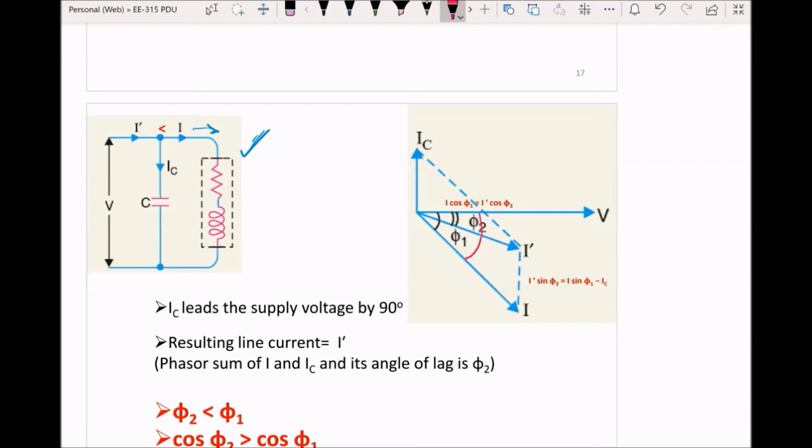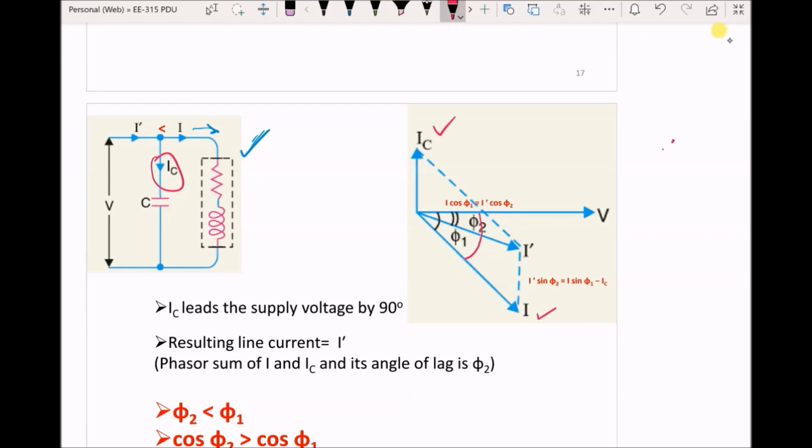The moment a capacitor is connected in parallel, it will draw current IC, which is this, and which leads the source voltage by 90 degrees. So IC will lead the voltage by 90 degrees. Now if we take the phasor sum of these two currents by using the parallelogram method, let's say this is IC and that was the current before the capacitor.